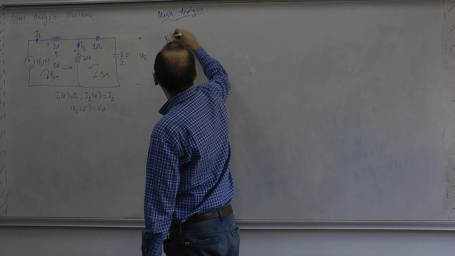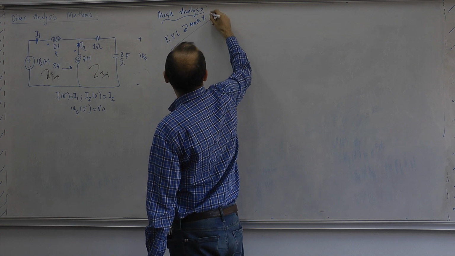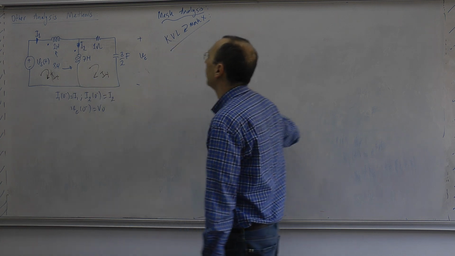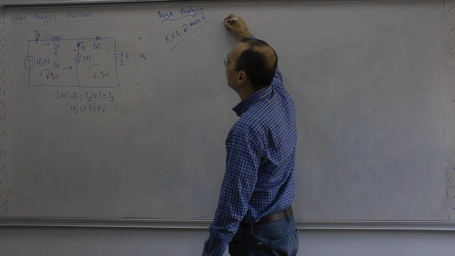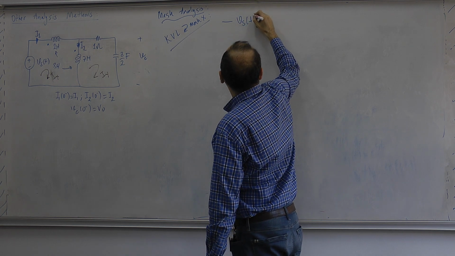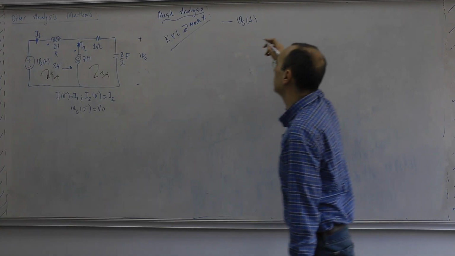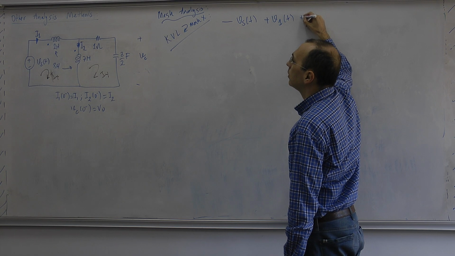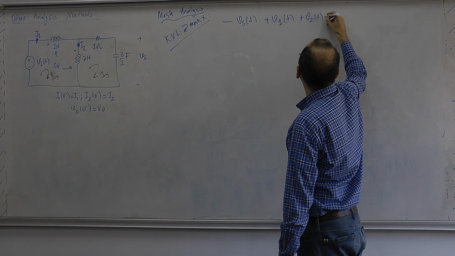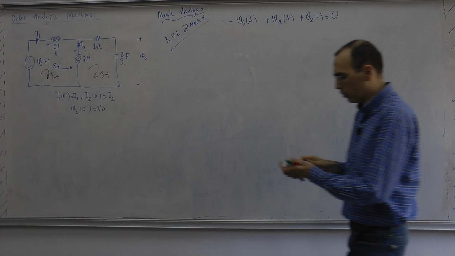So let me write it like that, KVL around mesh X. I think X is this one. So how can I handle this? I'm traveling in the Ix direction: minus Vx of t plus V1 of t plus V2 of t is equal to 0. So what is V1 and V2?